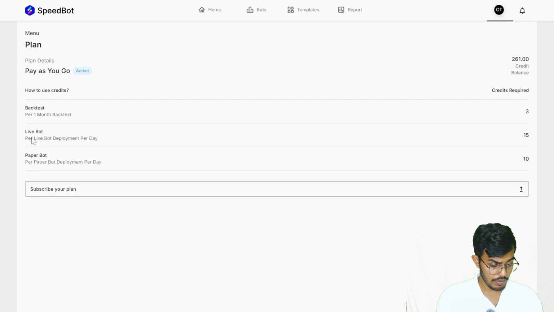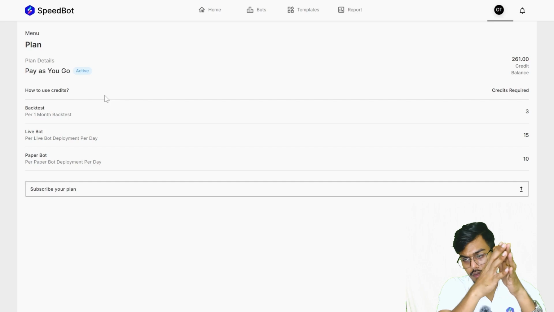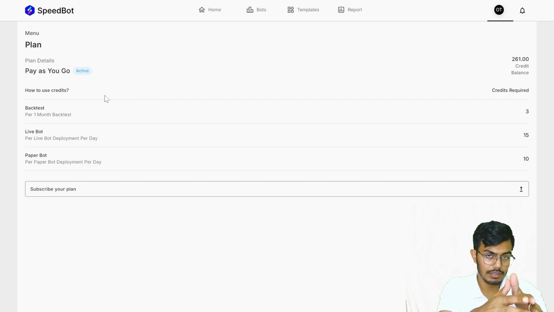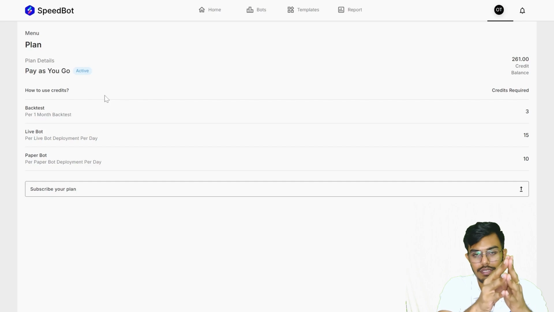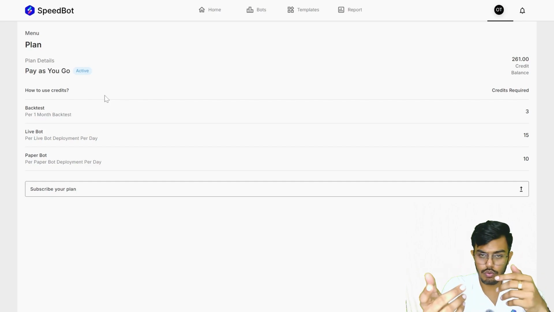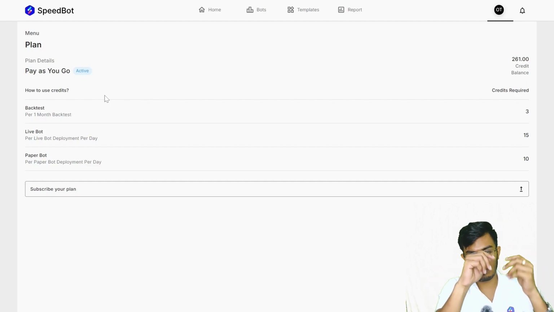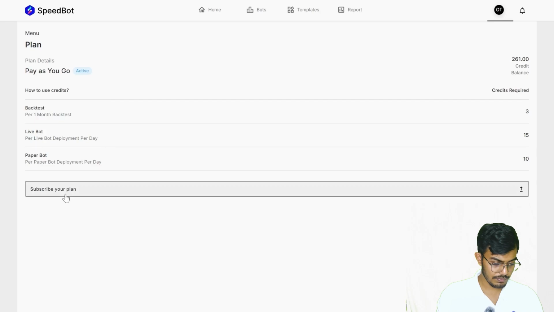In order to deploy 1 live bot, you'll need 15 credits in a day. And likewise for the paper bot, you'll need around 10 credits. So this is the pay-as-you-go plan. That is one of the plans that we have. But apart from that, if you have a defined set of needs, then you can switch over to the monthly subscription that we also support.